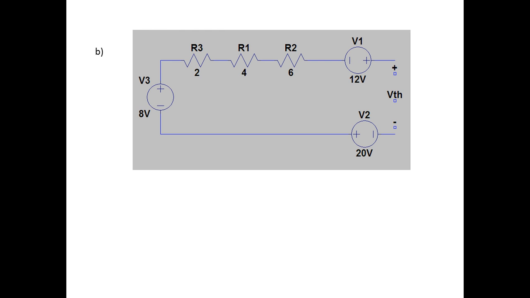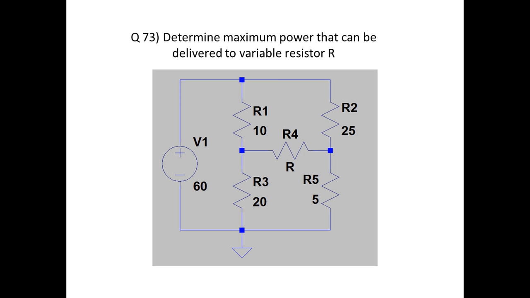Now to find VTH, on applying KVL to the loop, we get minus VTH plus 12 plus 8 plus 20 is equal to 0. So VTH is equal to 40 volts. Now I is equal to VTH by (RTH plus R), which is equal to 40 divided by (12 plus 8), which is equal to 2 amps. R is equal to RTH, which is equal to 12 ohms. P is equal to 40 the whole square by 4 into 12, which is equal to 33.33 watts.